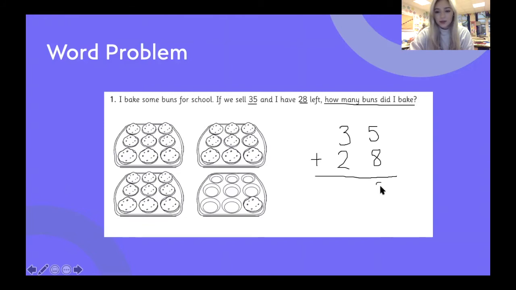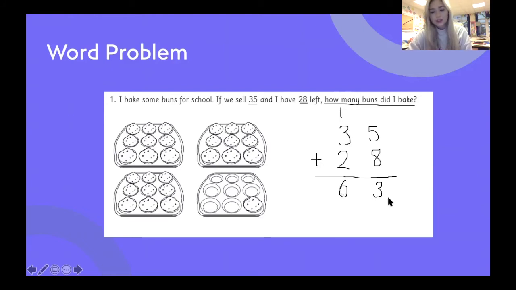So I'm going to have 3 1s, and in 13 I've got 1 10, so that 1 10 now belongs in the 10s column. So now I'm going to be adding my 10s together. I've got 1 10 plus 3 10 plus 2 10s. So I know that 1 10 plus 3 10s is 4 10s. And 4 10s plus 2 10s is 6 10s. So your answer should have been 63.